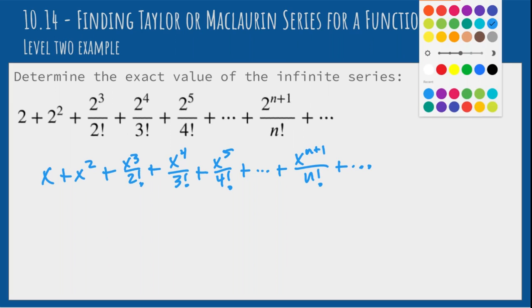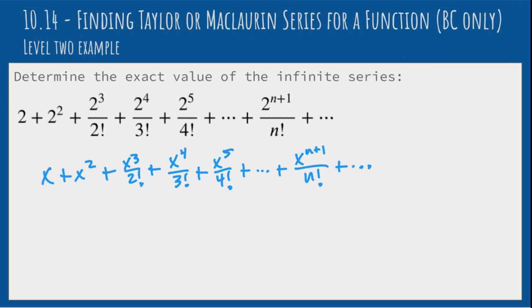So this is really, really close to a Maclaurin series that we know, which is 1 plus x squared over 2 factorial plus x cubed over 3 factorial, and so on. The difference here is that the exponents are not matching up with the factorials in the denominator. So what I can do here to make it look like this one is just factor out an x.